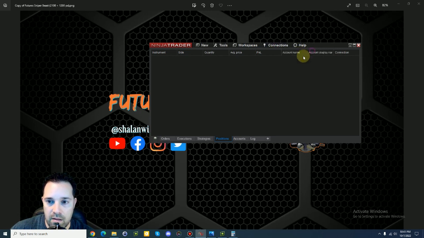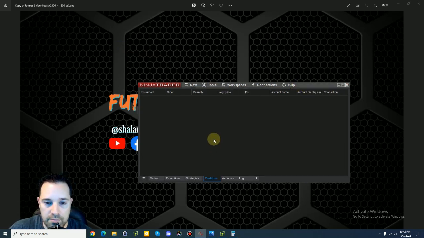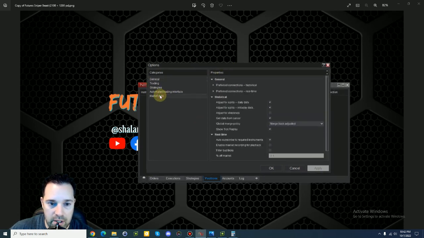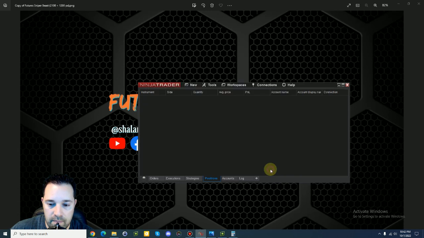What you're going to do is go to Tools, Options, Market Data, Preferred Connections, Real Time. For future, you're going to put in Kinetic. If you're trading the Simplicity chart with Apex, for index, put in Kinetic. Both of those are Kinetic. You're going to apply, hit OK. Then when you go to connect and load your charts, you connect first to Kinetic. Okay, we're connected. Now I'm going to connect to my Rithmic. We're connected to both.